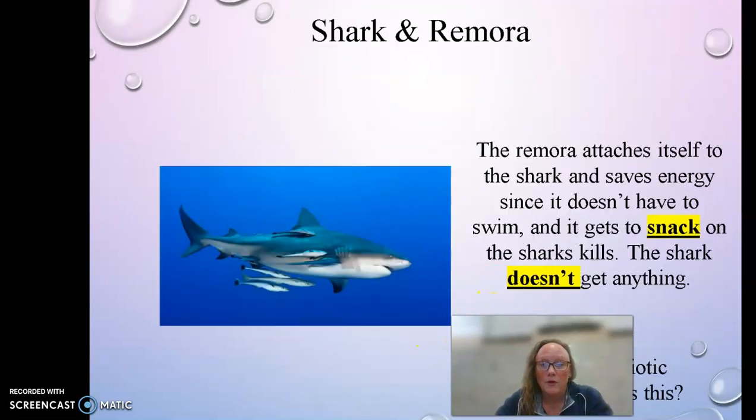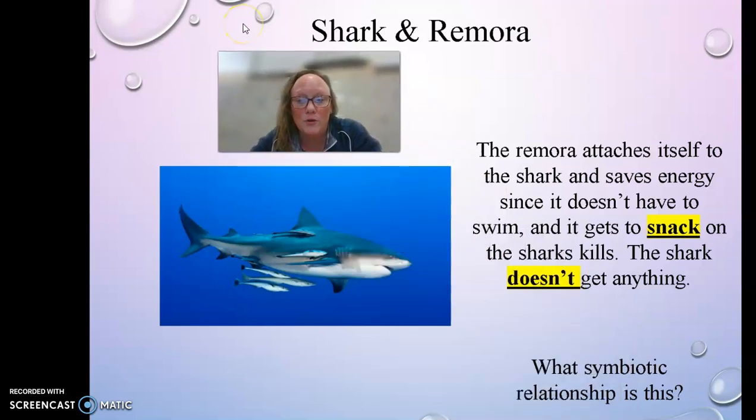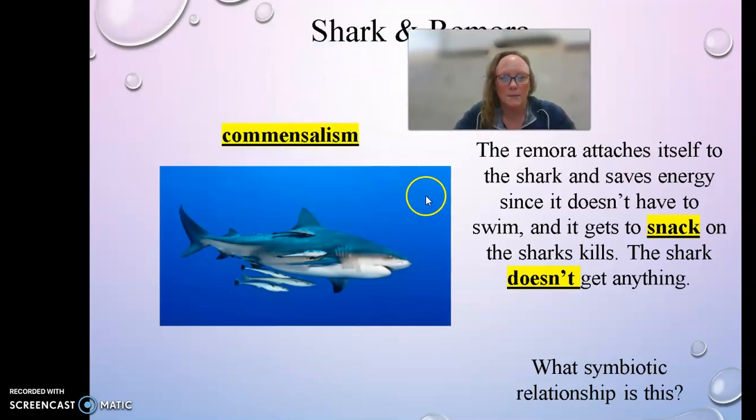Then we have the shark and the remora. The remora attaches itself to the shark and saves energy since it doesn't have to swim. It gets to snack on what the shark kills. The shark doesn't get anything. What symbiotic relationship is this? This would be commensalism.